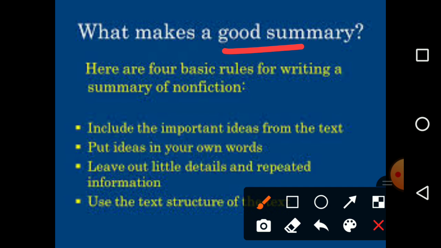Let's talk about it. Here are 4 basic rules for writing a summary for non-fiction. Number 1, include the important ideas from the text. All the important ideas you are going to highlight, note down, and include. Put ideas in your own words. This is very, very important. You are not taking the words as they are from the text. So you are putting those ideas in your own words.